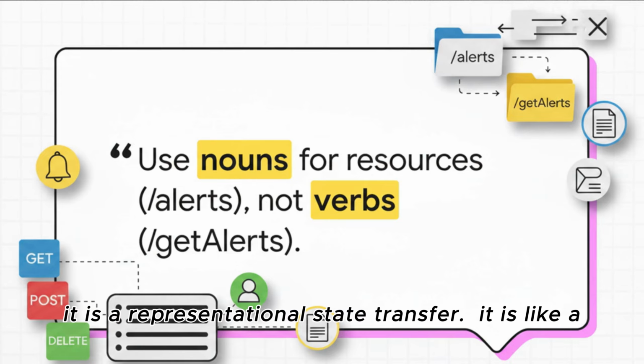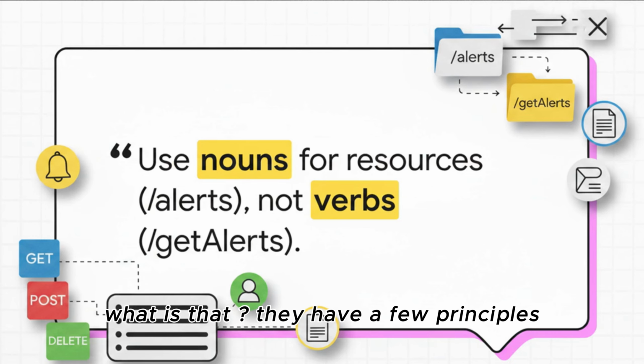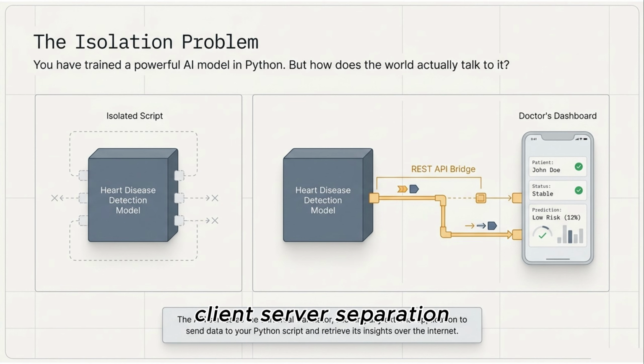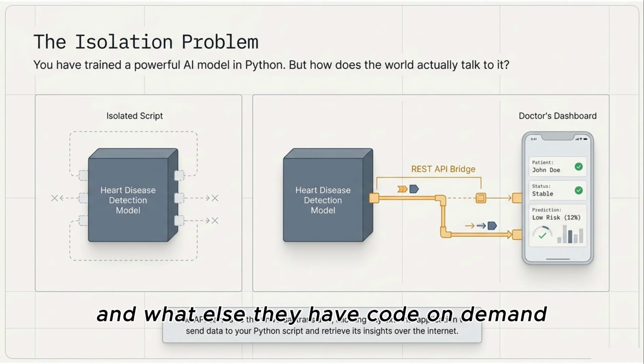REST is representational state transfer. It leverages existing HTTP protocols and defines a set of constraints that make APIs scalable, simple, and maintainable. They have a few principles: client-server separation, statelessness, cacheability, uniform interface, and what else? Code on demand.